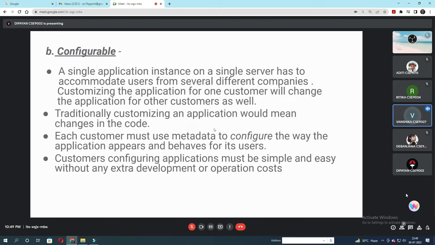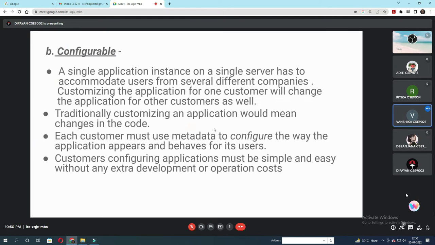Configurable. So a good SaaS model should be configurable. That means a single application instance on a single server should accommodate users from several different companies. It also allows us to customize the application for other customers as well. Apart from that, each customer should have metadata to configure the way the application behaves and appears for its users. The model should be such that the customer can configure the application simply and easily, without any external development or operational costs.